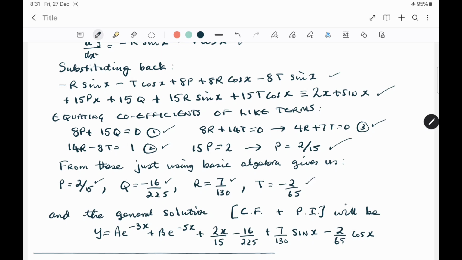And the general solution will be, of course, the complementary function plus the particular integral, and this will then be y = ae^(-3x) + be^(-5x) + 2x/15 - 16/225 + (7/130) sin x - (2/65) cos x. And that is the complete solution. Thank you for listening.